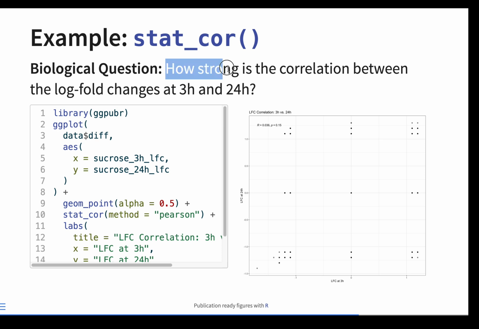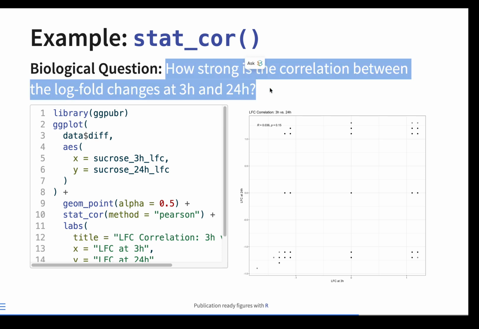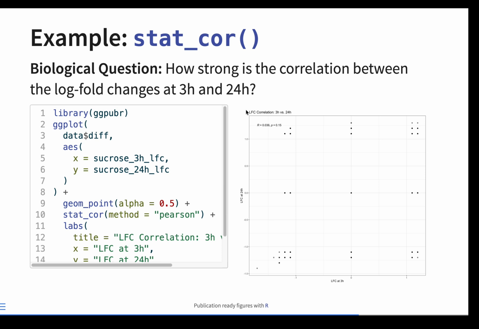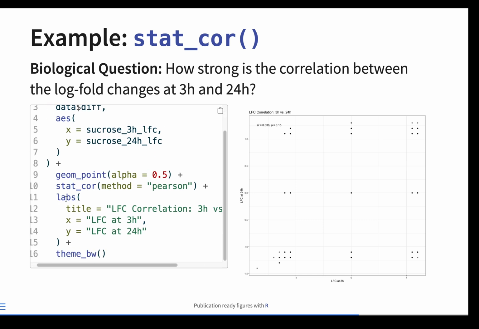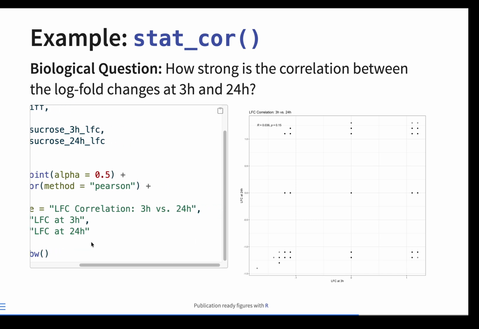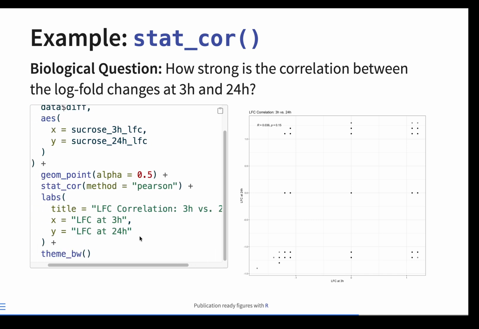First, the biological question remains the same. It's a bit different here in that now we want to check for the correlation of the log fold changes at 3 hour and 24 hour. So we are going to load the package, and then the ggplot code remains the same, the geom_point remains the same, and then we just say stat_cor, and you could choose a method, I think, between Spearman and Pearson.